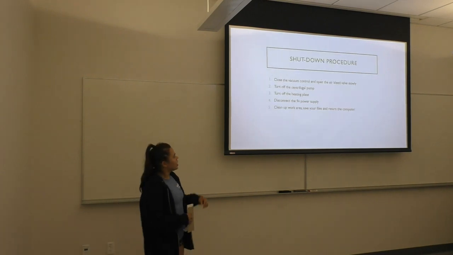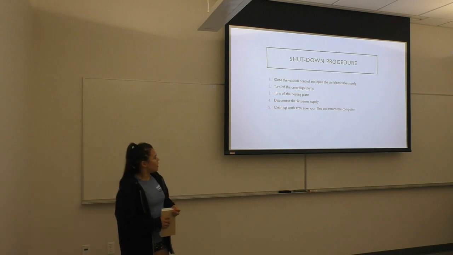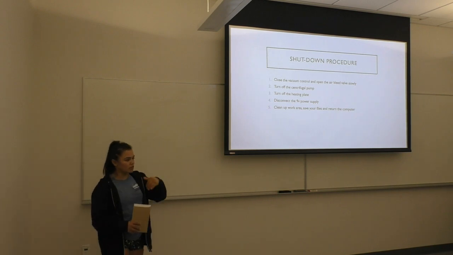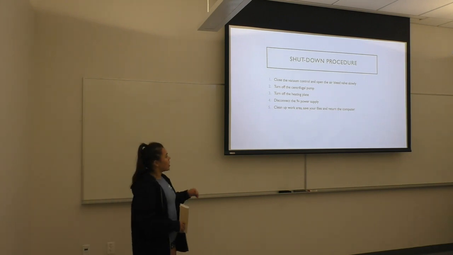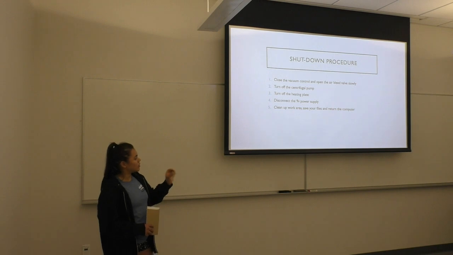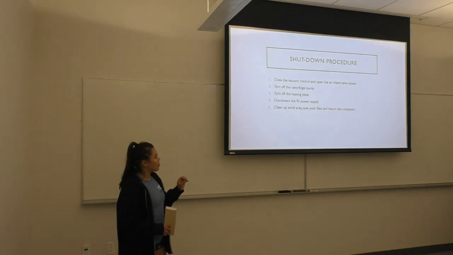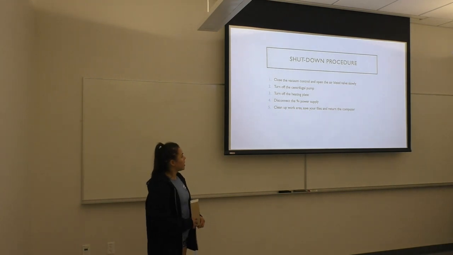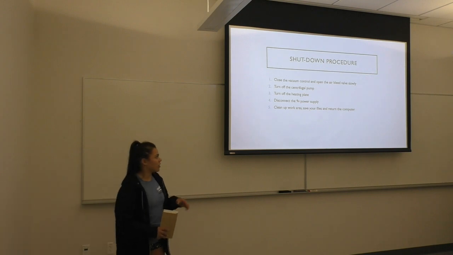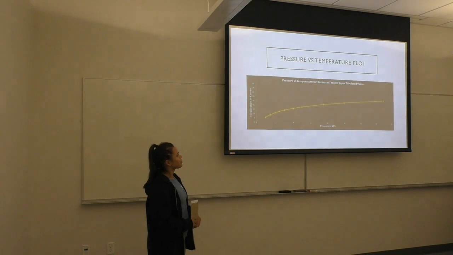All right, so the shutdown procedure is fairly simple, but we have to make sure we do everything right. We're going to close the vacuum control and open the air bleed valve slowly. Turn off the pump. Make sure the heating plate is off. We're going to disconnect the 9-volt power supply, and then we're going to clean up the work area. Make sure we have all of our files saved from the computer.